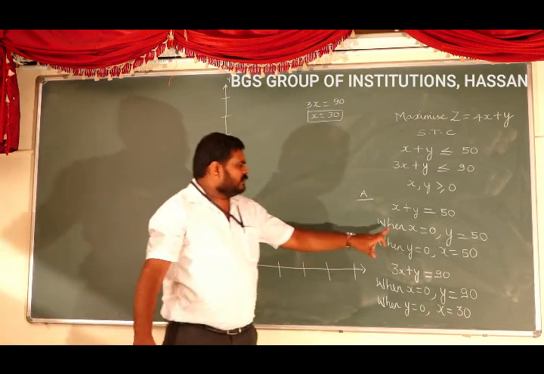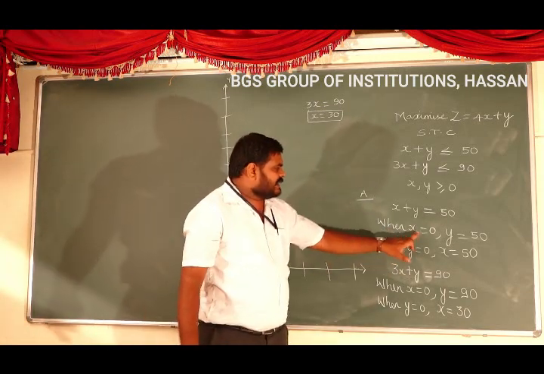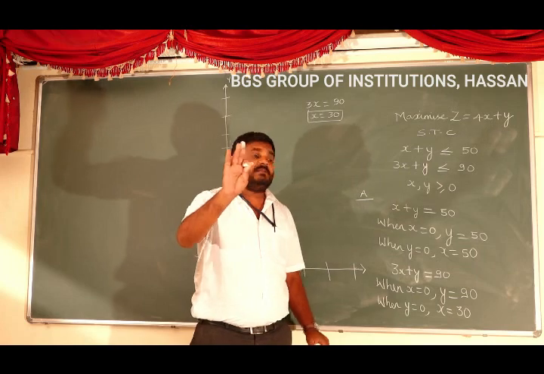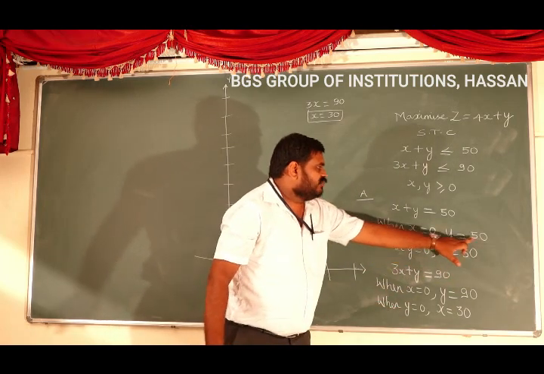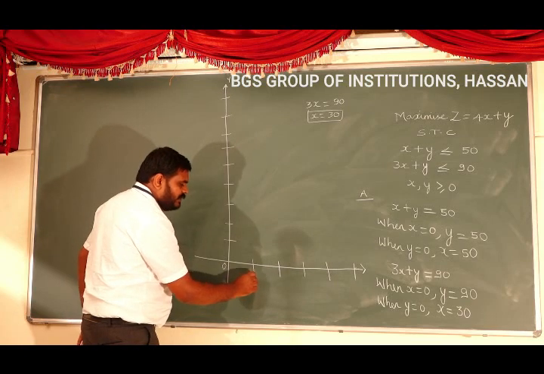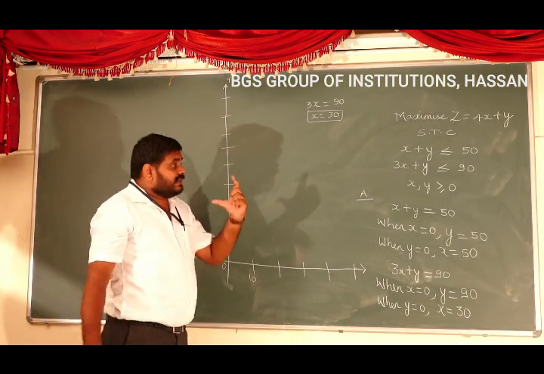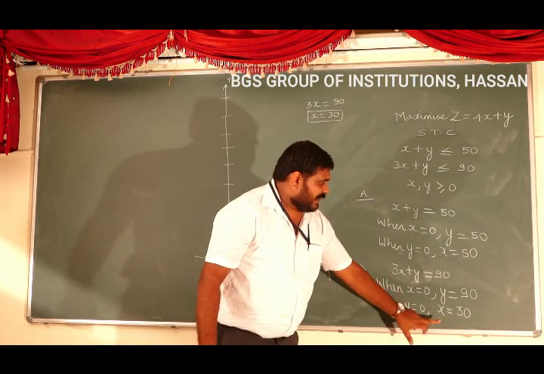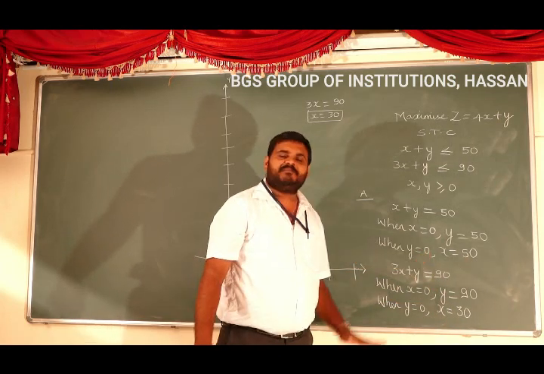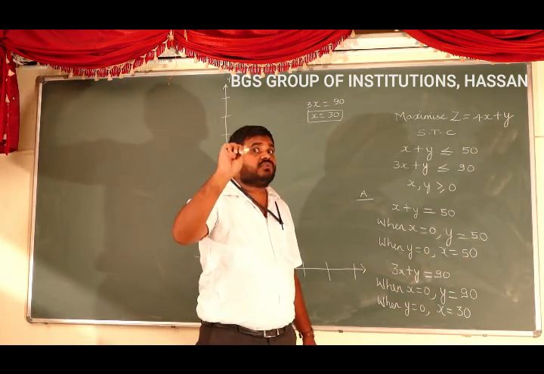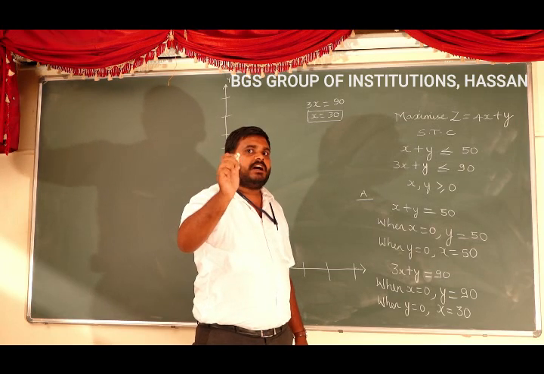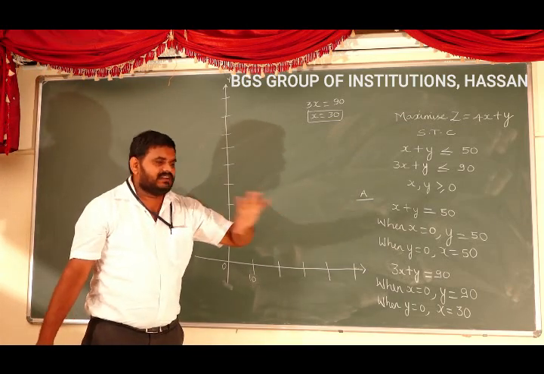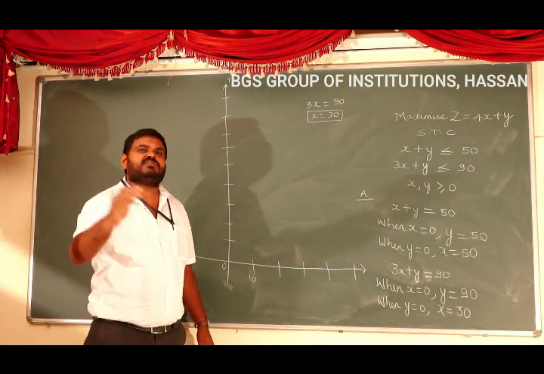Now let me mark the points. When x was 0, y was 50, and when y was 0, x was 50. Before marking, I need to decide the scale. See, the y values are 50 and 90, and the x values are 30 and 50. Now you should think of suitable values. For 1 unit, I will take 10 as the value, because all those values, 50, 50, 90 and 30, come in the tables of 10.